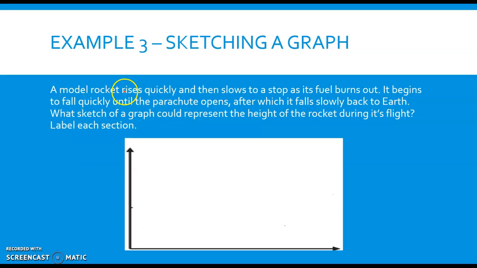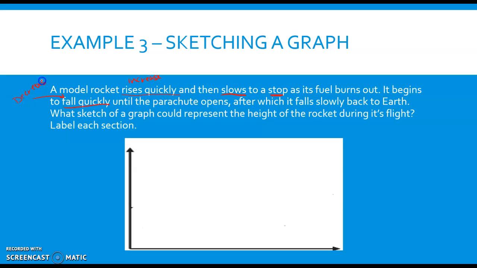So like we're talking here about a model rocket, and this model rocket quickly rises. So rises quickly, that tells me that that's an increase. And the quickly tells me that it's going to be a semi-steep increase. And then it slows to a stop as its fuel burns out. And then it begins to fall quickly. So that's going to be a decrease.